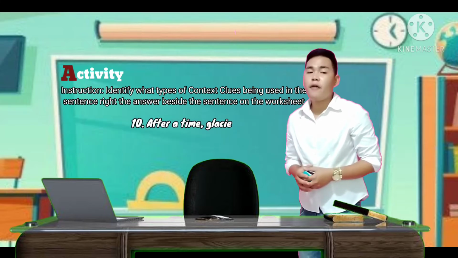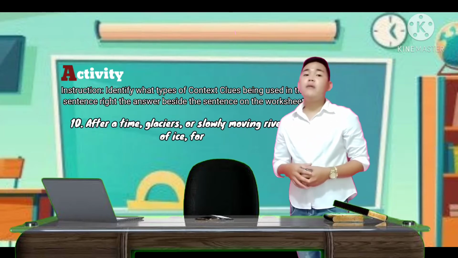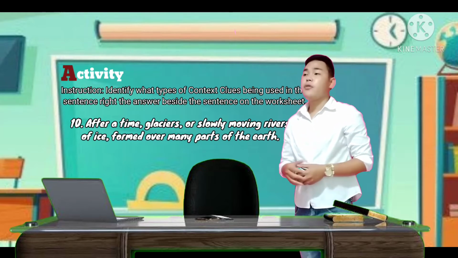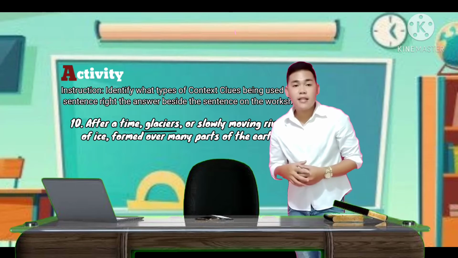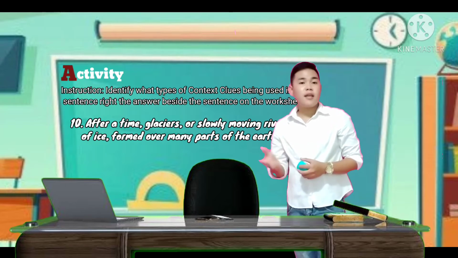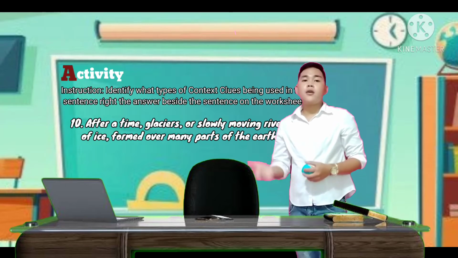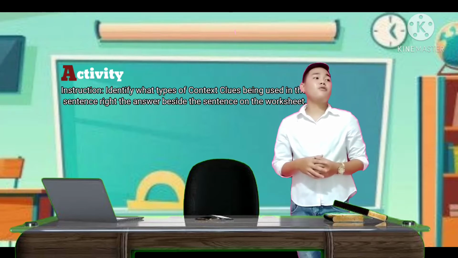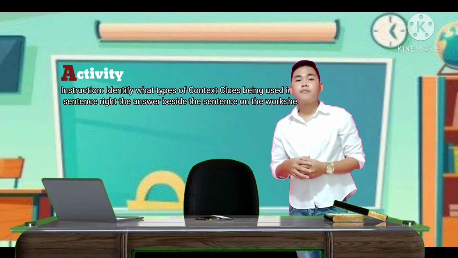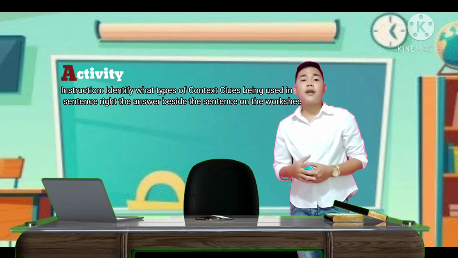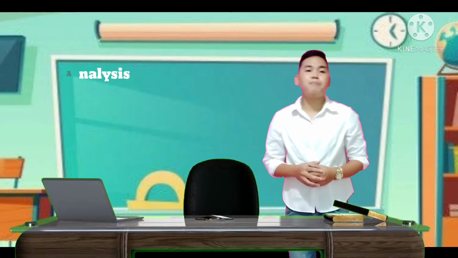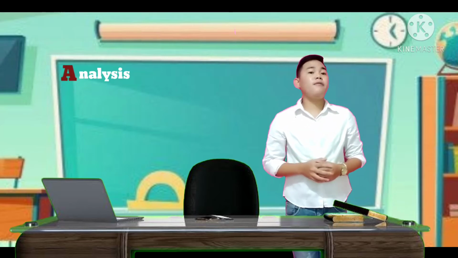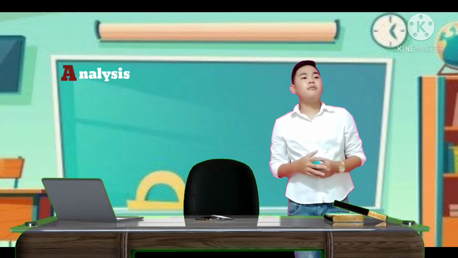Number 10, after a time, a glacier is a slowly moving river of ice formed over parts of the earth. So the underlined word is glacier. What do you think it is? So those are the questions that you need to answer. Please present to your respective group. Okay. So let's assume that they have finished the activity. So class, what can you say about the activity given to you? Yes, Miss Aton.